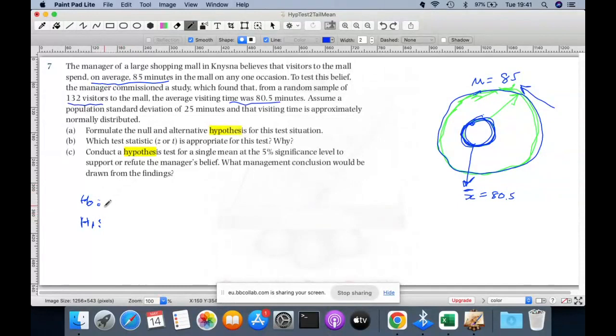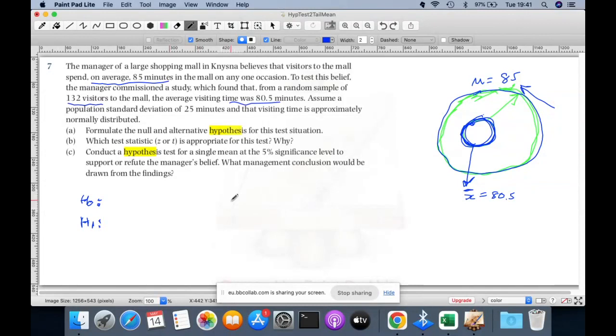Basically, H naught and H1, you can think of them as complementary events. What I meant by complementary events, remember from probability: if it rains, then the complement of that is it doesn't rain. Or if you flip a coin and get heads, then the complement of that is tails. It's the total opposite. That's what a complement is. So that's what your H naught and H1 basically is. They're complementary events.